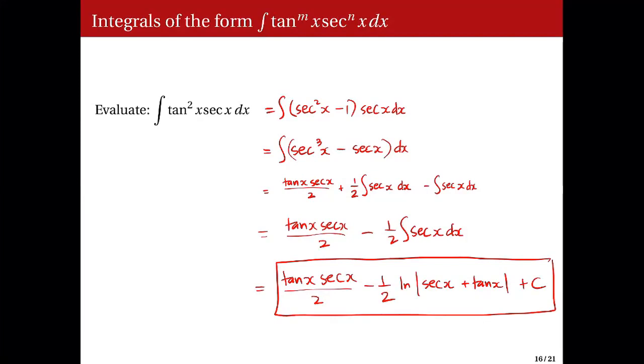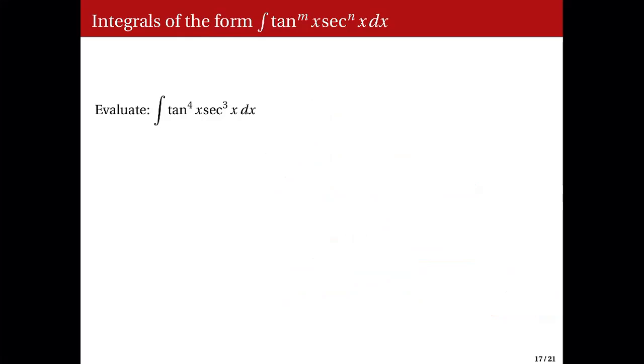Other questions? Let's have another one here. The integral of tangent to the fourth x secant cubed x. So again, we cannot use methods 1 and 2.